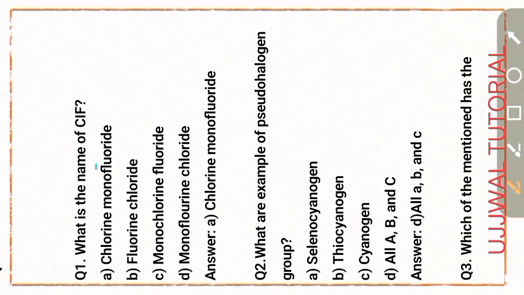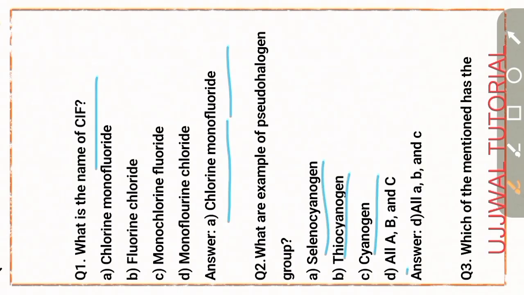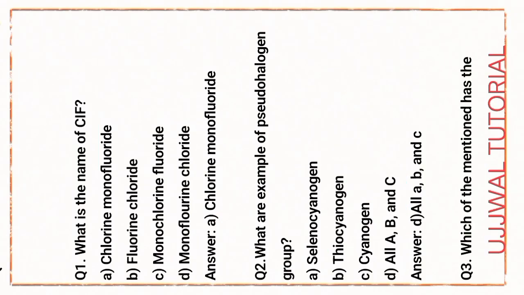Part 2, question number 1. What is the name of ClF? The answer is A, chlorine monofluoride. Next, question number 2. What are examples of the pseudo halogen group? Option D is the right answer, all of A, B and C. The pseudo halogens include selenocyanogen and cyanogen.